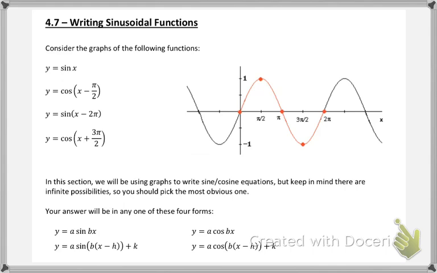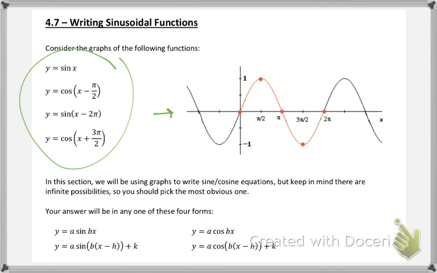So a little warm up. If you consider the graph on the right, and let's say you have to come up with an equation for this graph, for the sine wave, it could be sine, it could be cosine, right? And if you use your calculator or Desmos to graph all of these functions on the left, you're going to notice that all of these functions give you the exact same graph on the right. This is the most obvious one.